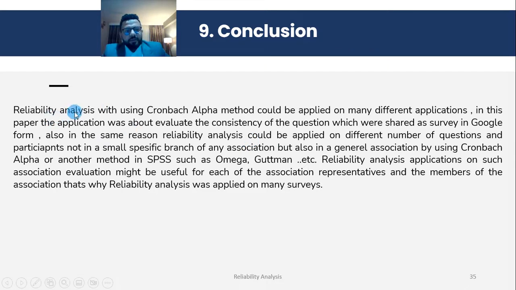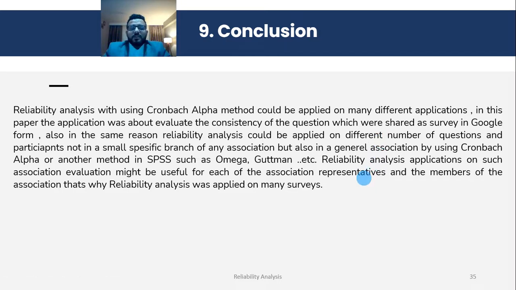Here, reliability analysis using the Cronbach alpha method could be applied to many different applications. In this paper, the application was about evaluating the consistency of the questions which were shared as a survey in Google Forms.